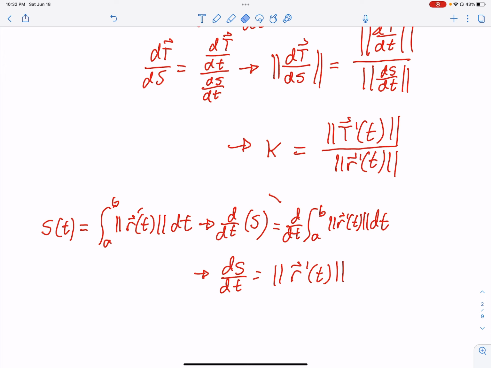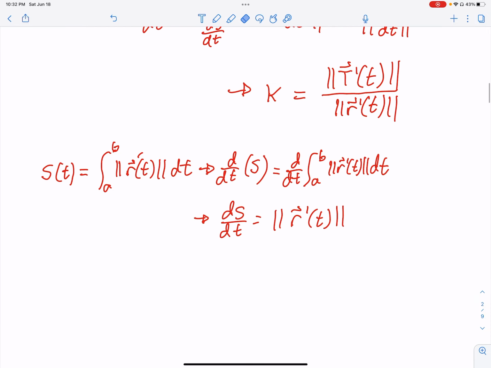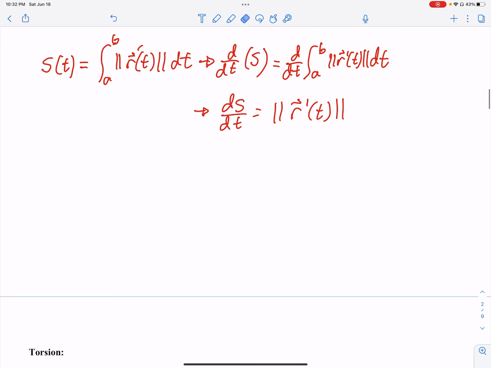All right, there we go. So that's where that replacement comes from. So now we have a new definition for curvature. Let's write that down. Curvature, or how curvy the curve is: take the derivative of the tangent vector, take its magnitude, and divide by the magnitude of r prime. There's one definition.